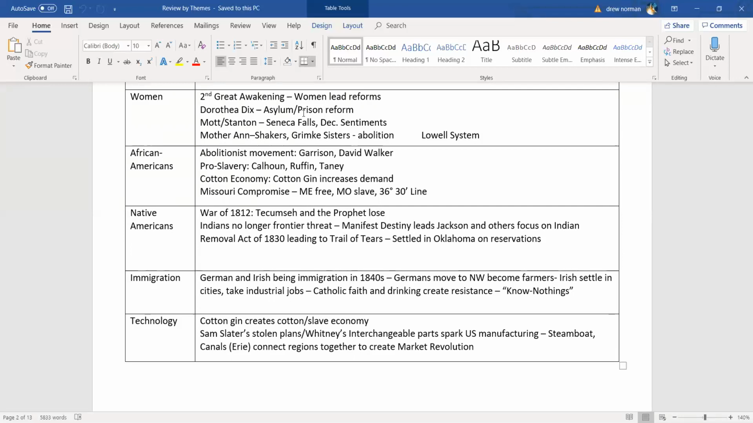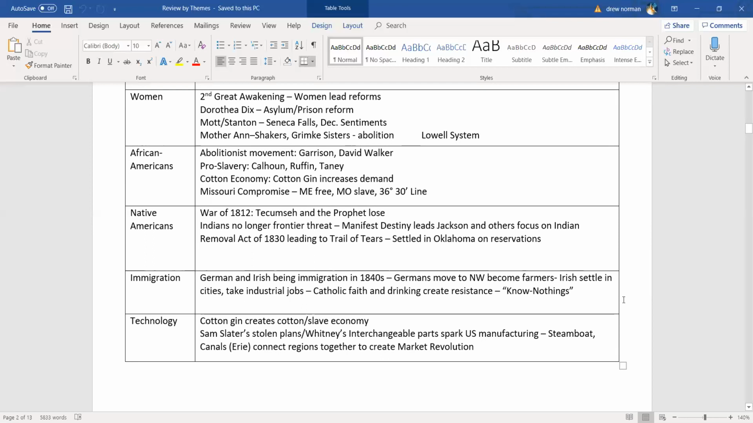The Lowell system I have written out there because it wasn't only young men working in factories. Young women who were unmarried began working in Lowell, Massachusetts in the textile factories there. And this is the first documented instance we have of women leaving the home to actually go into the workplace. So women have a lot of movement and changes in this time period. So this would be one of those key time periods for women as leaders and pushing for social change in our history.